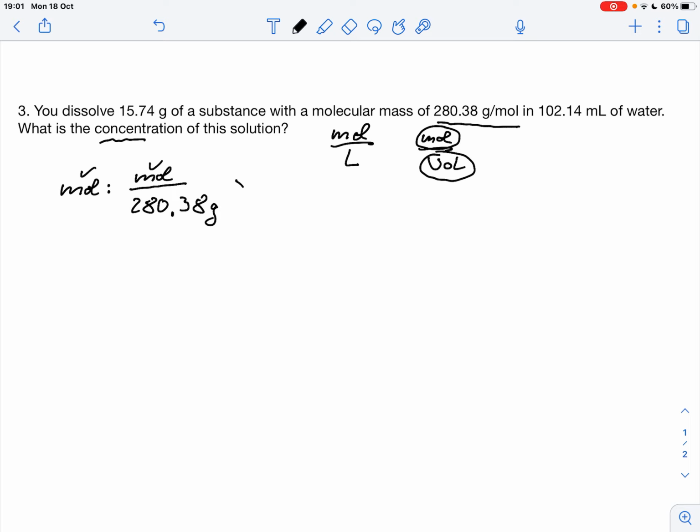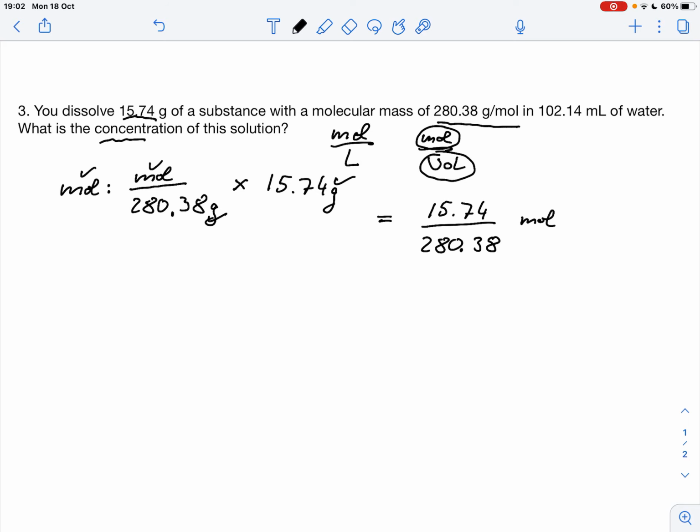We just now need to get rid of the gram, and like in the previous problem, we can just simply multiply by grams. So 15.74 grams. Now the grams cancel out, and what's left is the unit mole, and that is what we wanted. So we can write this as 15.74 over 280.38, and the unit would be mole.